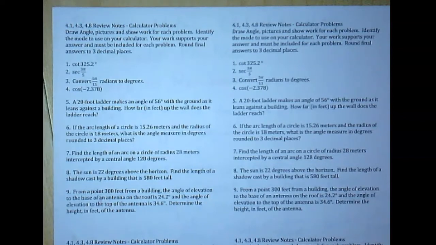Hi, today we are reviewing sections 4.1, 4.3, and 4.8. These are review notes. They cover right triangle trig, applications of right triangle trig, and all of the basics that we learned in 4.1: converting back and forth, reciprocal identities, coterminal angles, those kinds of things. But our focus today is definitely using the calculator to do it.